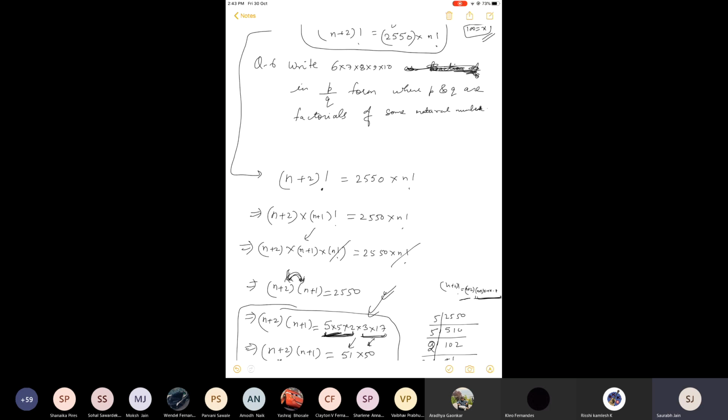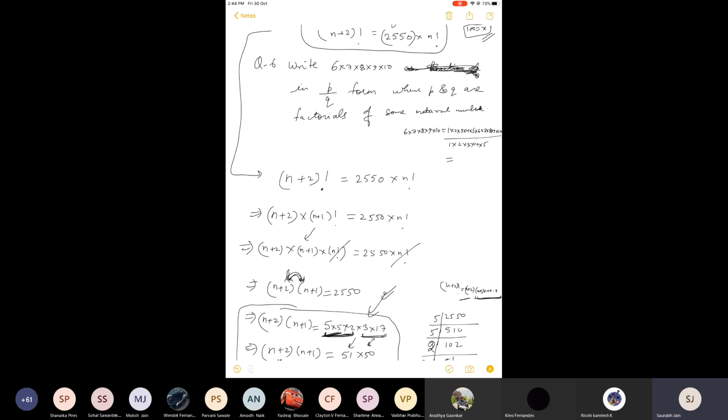See how to do it. It is 6 into 7 into 8 into 9 into 10. What you do, you multiply and divide the missing numbers. Whenever you have to write a factorial, it should always end with 1. Here the numbers are written in ascending order, so I will say that the factorial should start with 1. Whatever is missing, you multiply them. What is missing? 1 into 2 into 3 into 4 into 5. These terms are missing, so you will have to multiply. But if you multiply, you will have to divide also. You cannot change the question. And as a result, the question is over.